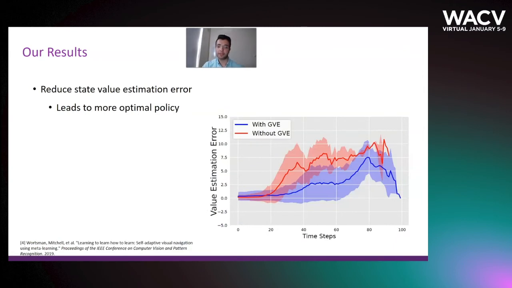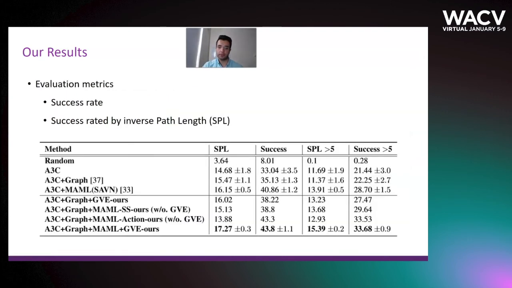In this graph, we can see that our proposed GVE, or graph-based value estimation module, reduces the error in estimating the state value compared to the baseline method. This graph has been generated using 1,000 samples from the unseen test environment. So it also shows that our GVE module learns representations that are generalizable to unseen environments.